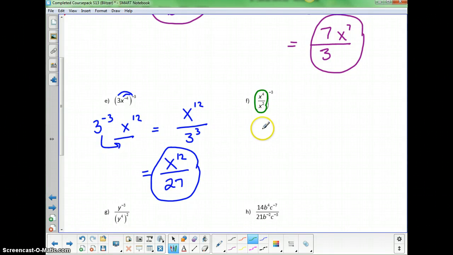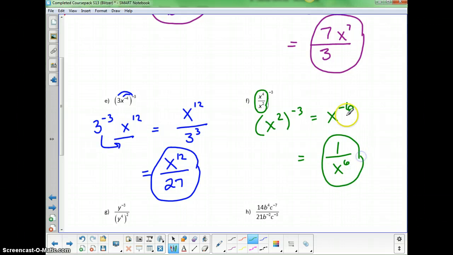It's x to the 4th over x squared. So subtracting those gives me x squared over 1, or just x squared, to the -3rd. Okay, x squared to the -3rd. Multiply those together, x to the -6th. And then finally, that needs to be rewritten so that x to the 6th is in the denominator to make that a positive power.